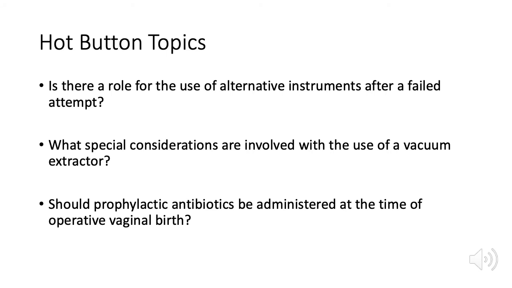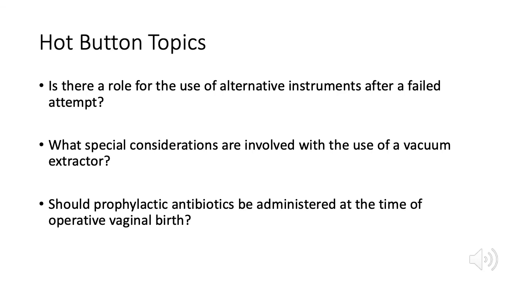I'd like to review some hot button topics, not because they will necessarily be directly tested, but because I think that they often come up in clinical practice. Can you use alternate instruments after a failed attempt? The short answer is yes, but it's important to take a more nuanced approach to this.